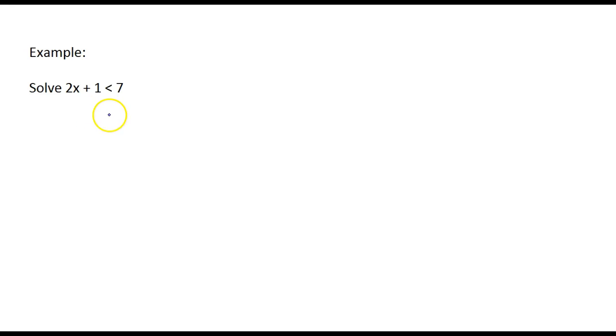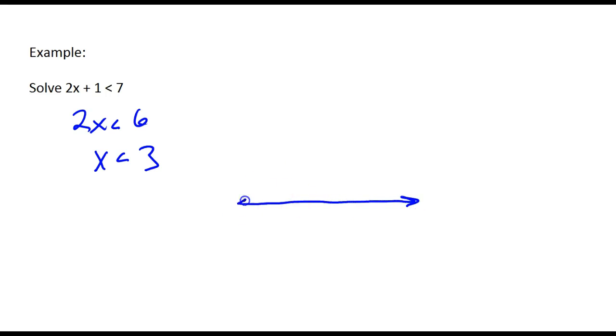So let's look at this example. Solve 2x plus 1 is less than 7. So I'm going to subtract 1 from both sides. That'll give me 2x is less than 6. Then I'm going to divide by 2. Since 2 is positive, it doesn't change the inequality, and x is less than 3. If we graph the solution of this on a number line, we would have an open circle at 3 because x is less than but not equal to 3, and we shade everything to the left.